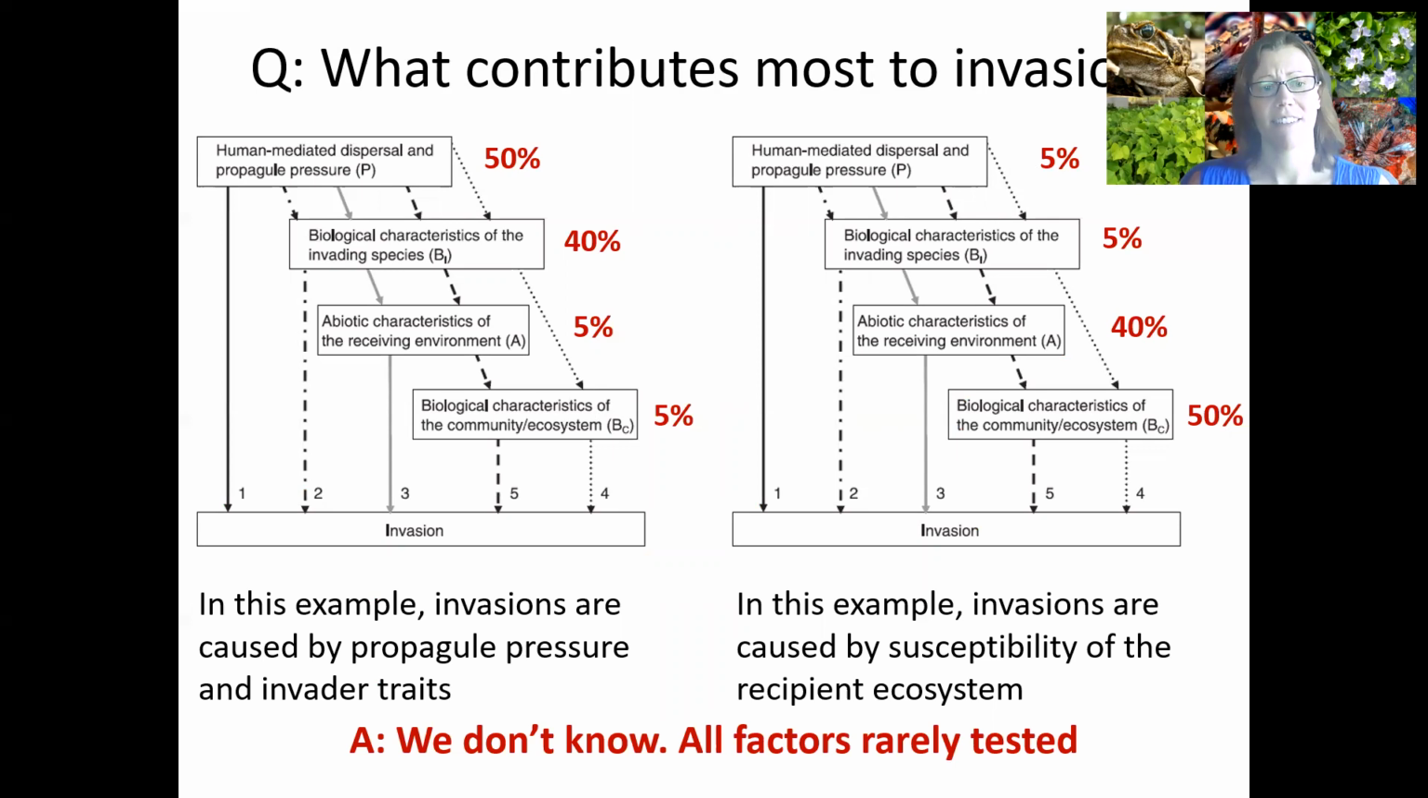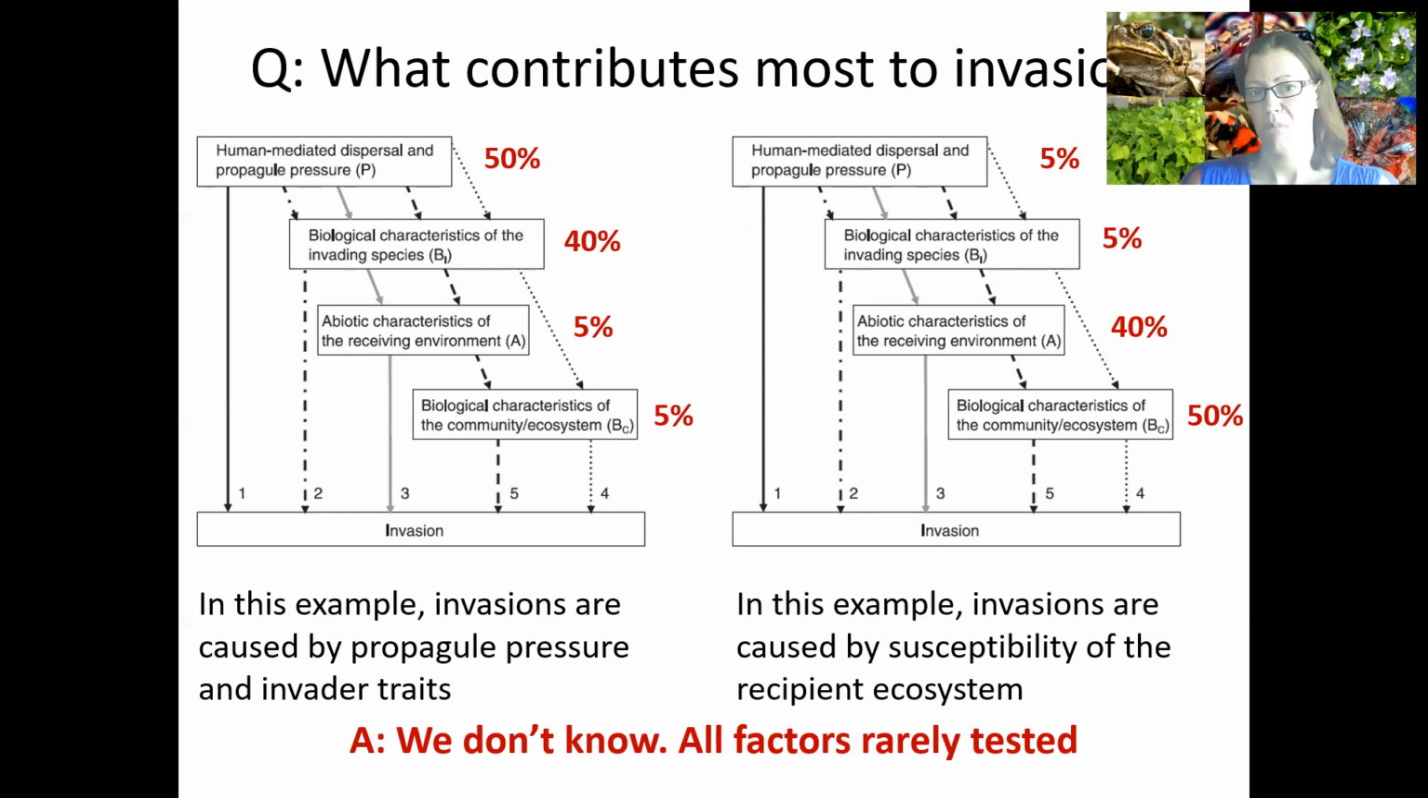If that were the case, then from a management standpoint, overall, in terms of reducing invasions around the world, we would mostly want to focus on import pathways, right? And reducing the numbers of those potentially high impact invasive species based on their traits. But it could be that it's completely the opposite.